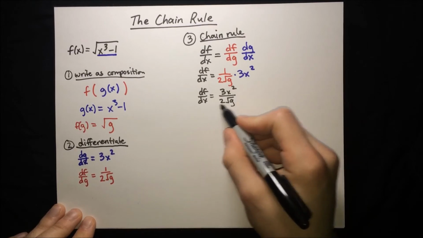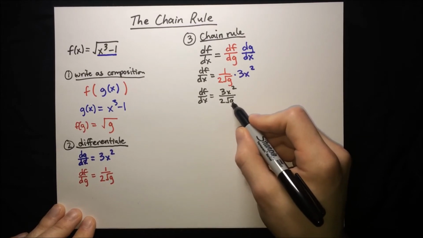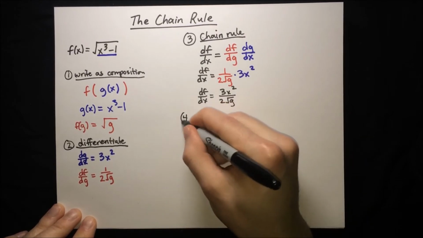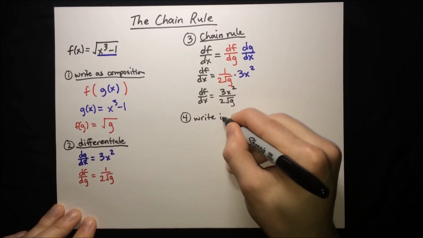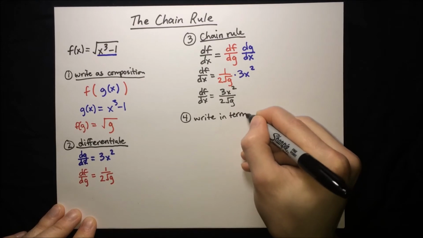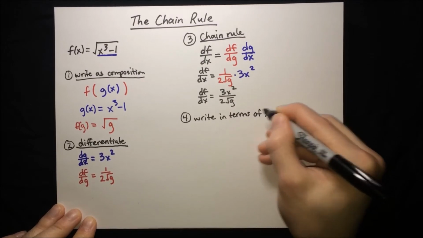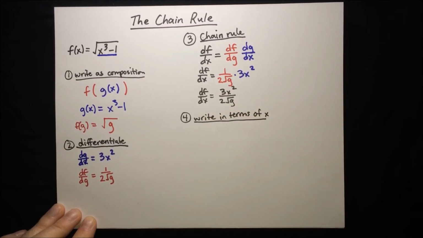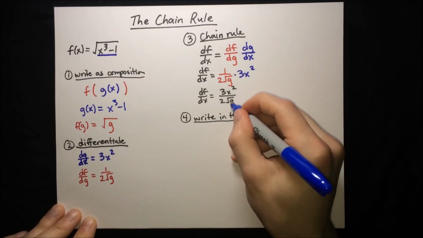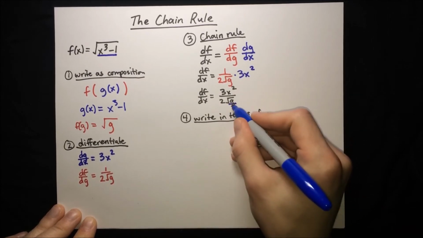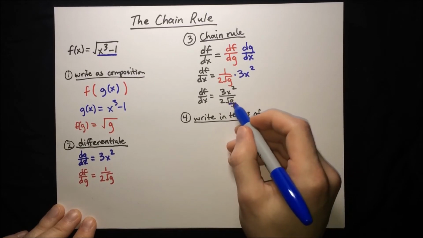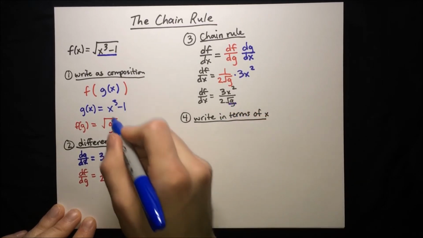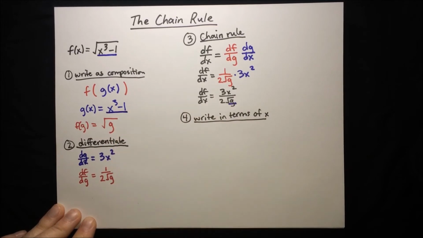Remember, we want our answer in terms of x, so we want to get rid of this g. We want to write our function df dx in terms of x. So how we do that is we just need to substitute for g here, so we don't have the g anymore. And to figure out what g is in terms of x, well, we already have that. That's our function definition right here.